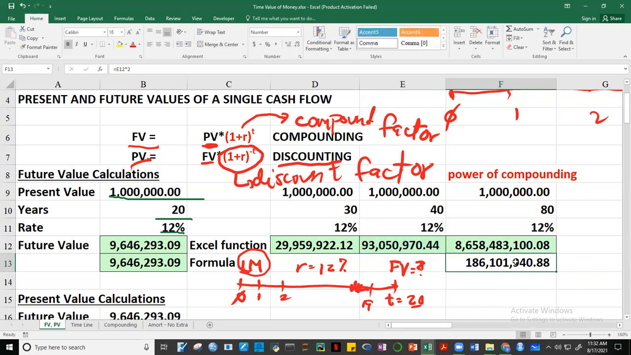Pag compounding tayo, pag exponential compounding, look, hindi nagdoble yung pera natin, no? So in fact dito, from 9 million, from 20 years to 40 years, nagdoble yung years, pero hindi doble yung future value. Ang doble kasi nito, mga 20 million lang. Pero in 40 years, naging 93 million siya. And that's what we call the power of compounding.